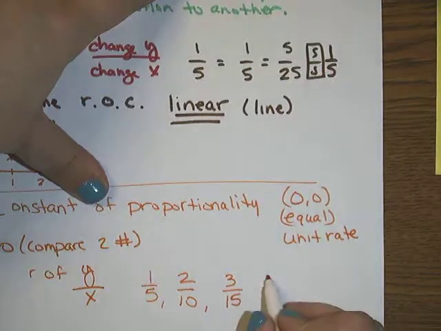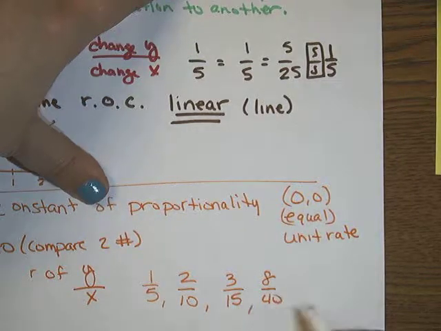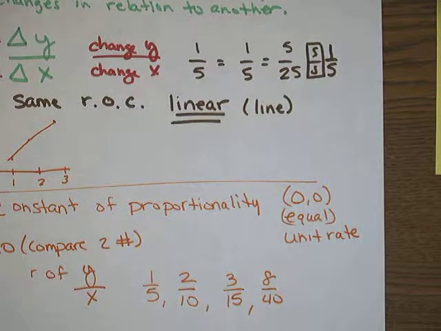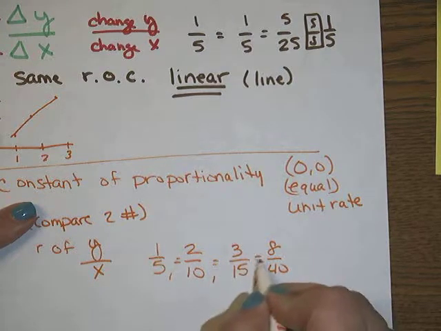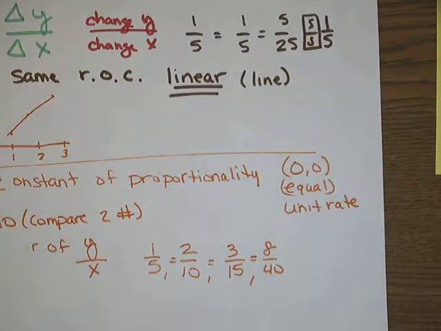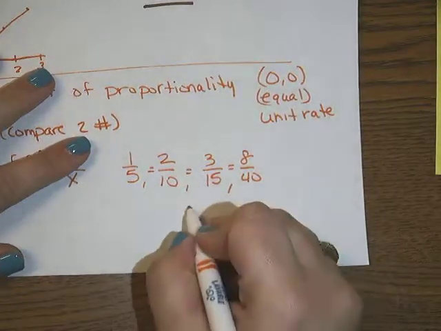Why does the 3 have to go on top? Because y goes on top, right? So you can't put the 15 on top. And the last one is what? 8 over 40. Good. Everybody good with how I got those numbers? Did I just write a ratio? Yes. You getting this down? Amara, you good? No? Okay.